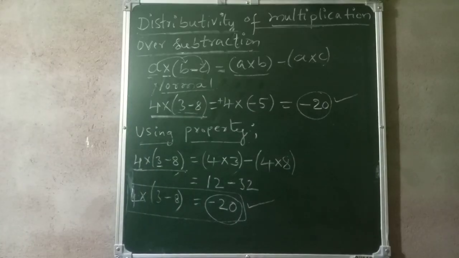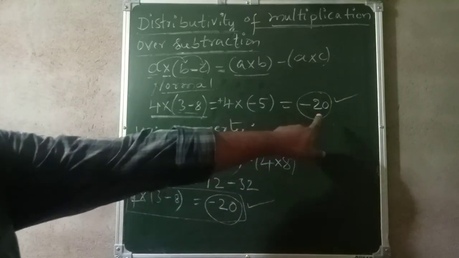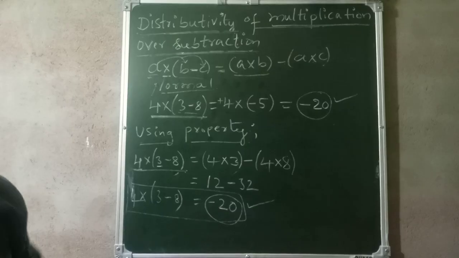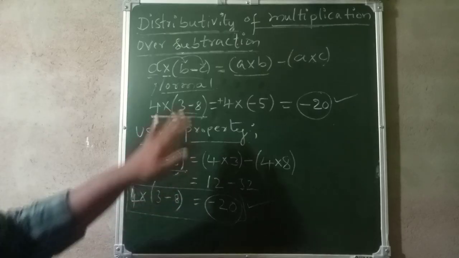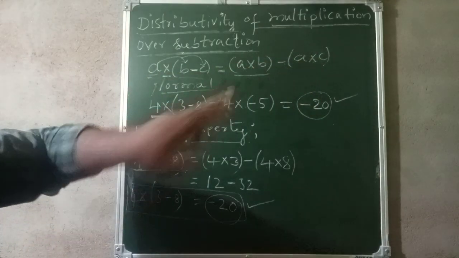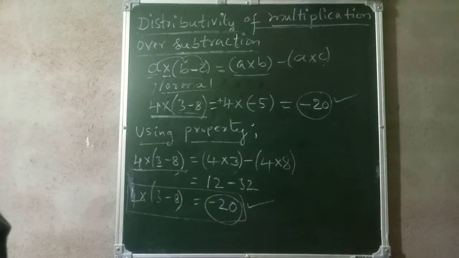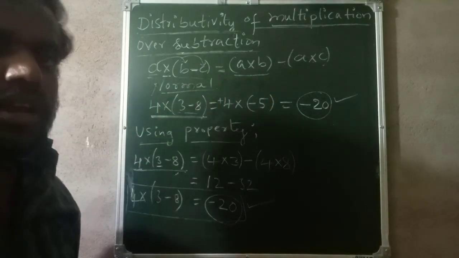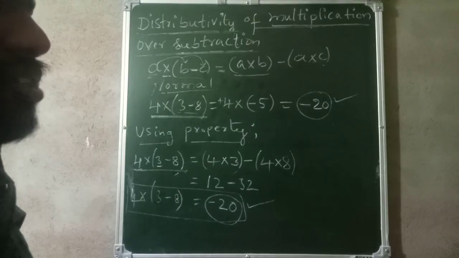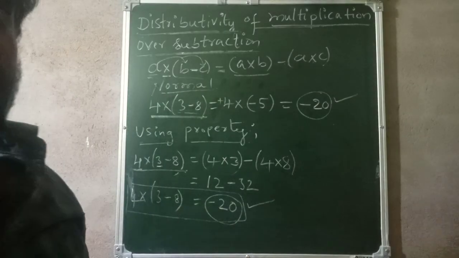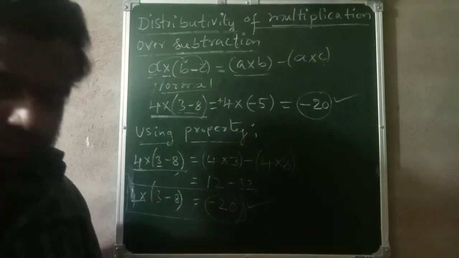So, that means what? Since this answer same, so that means this property, the distributivity property is correct. This equation is correct. So we checked it, we verified it. So that's correct.